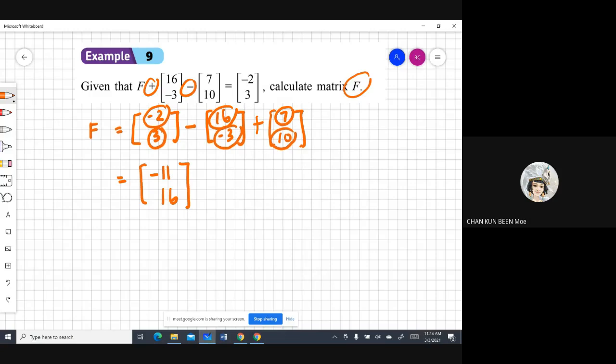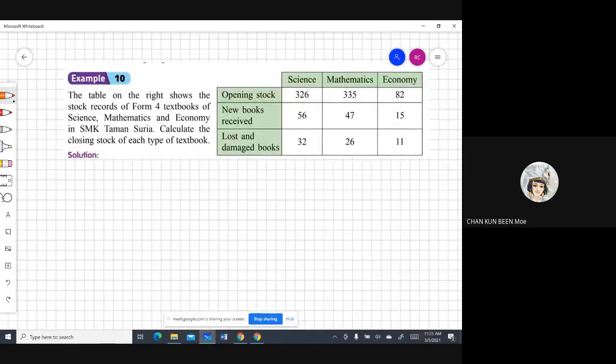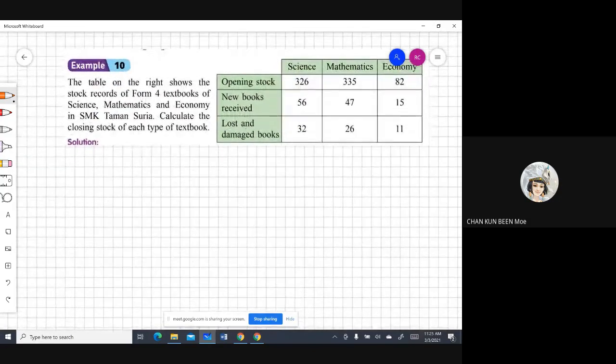Okay, so next one, let's look at example 10. This question is longer compared to the previous one. Example 10 here, they show you the table on the right. It shows the stock records of Form 4 textbooks of science, mathematics, and economy in SMK Taman Surya. Calculate the closing stock of each type of textbook. When they ask you to calculate the closing stock, you see you have opening stock here. New books arrive, you have to add on the new books. Lost and damaged books, then you have to minus lost and damaged books. So how are you going to do it?